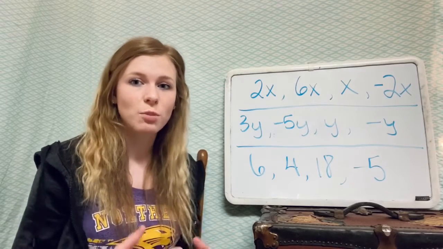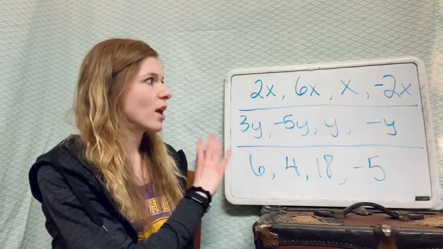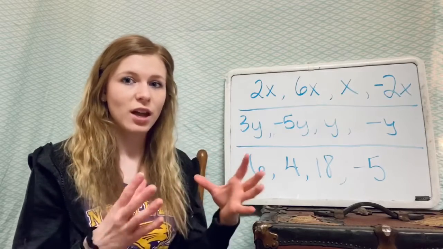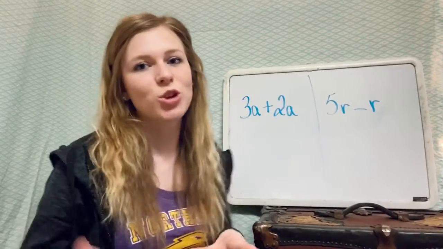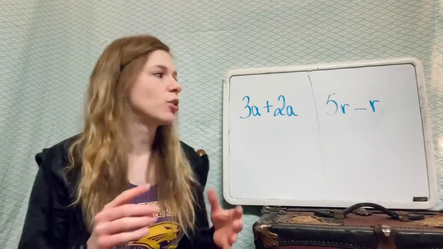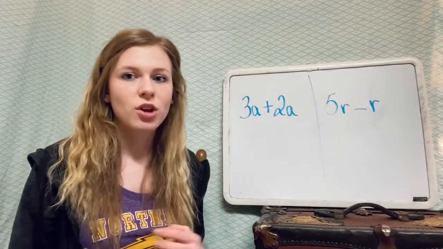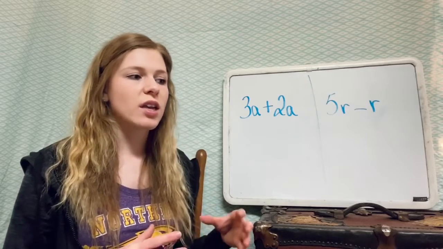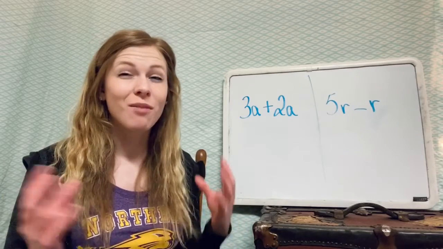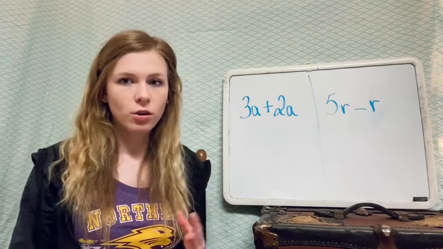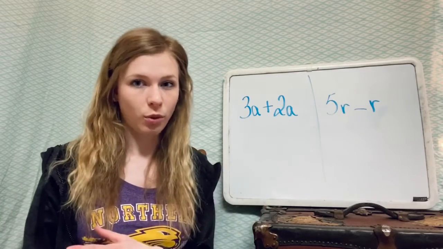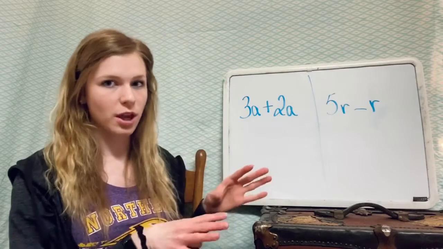So those are examples of what I mean by what a like term is and how you decide if you can combine two terms. I'm going to show you a couple examples of how to add and subtract like terms. One thing you need to know is that they have to be like terms in order to combine them using addition and subtraction. When you are dividing or multiplying, those are different rules. They don't apply with like terms.